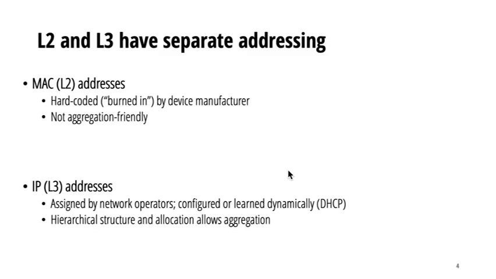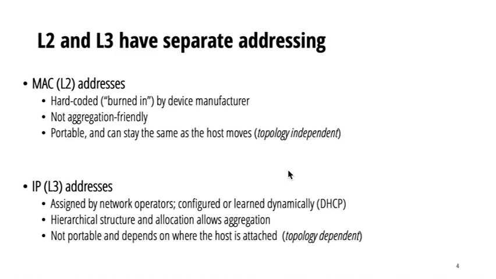MAC addresses we tend to think of as flat addresses, so they're not aggregation friendly. Whereas IP addresses, everything we've studied, have this hierarchical structure, they're hierarchically allocated, and you allocate them this way so you can aggregate or combine a whole range of IP addresses into one single prefix. Again, MAC addresses are portable. When you take your laptop and go to a different place, you take your MAC address with you. That's not the same for your IP address. If you move from Berkeley to someplace in San Francisco and plug into a different network there, you're going to get a different IP address.